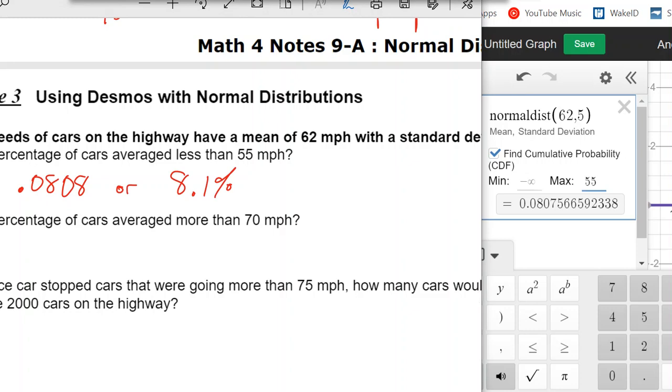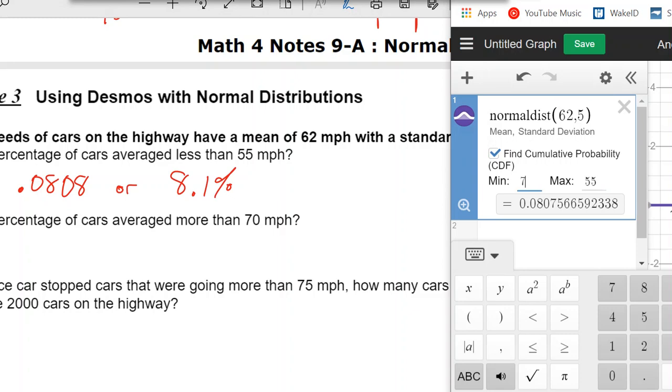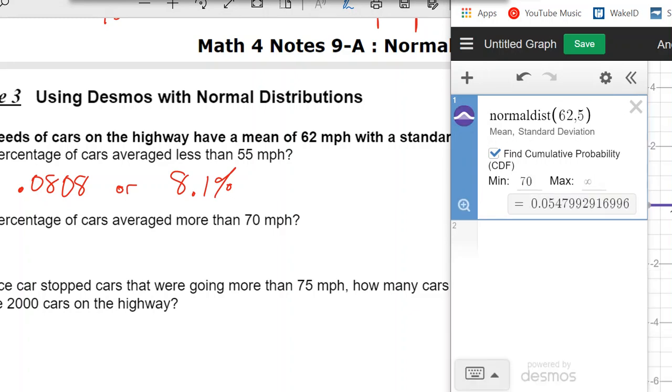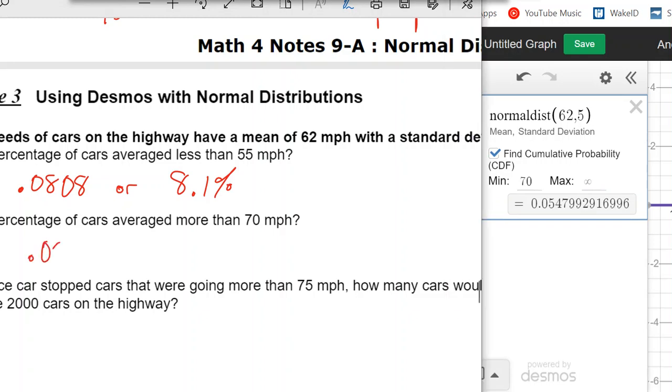Now we're talking about percentage of cars that average more than 70. That would be from 70 to positive infinity. And that's going to be 0.054799. Might as well say 0.0548. That's going to be 5.5%.